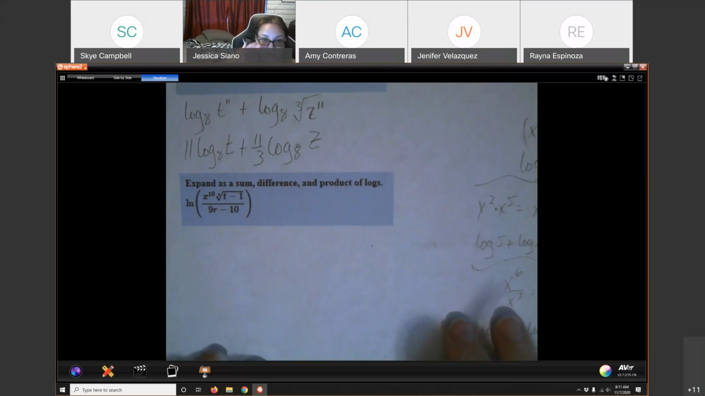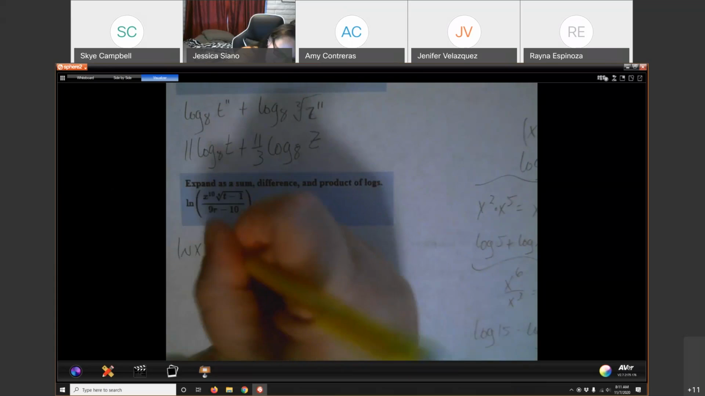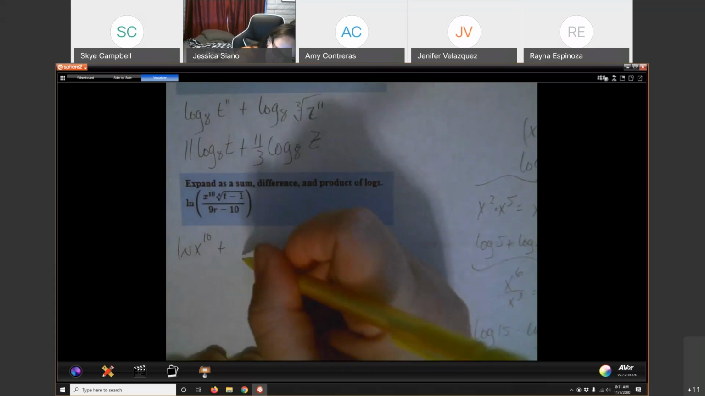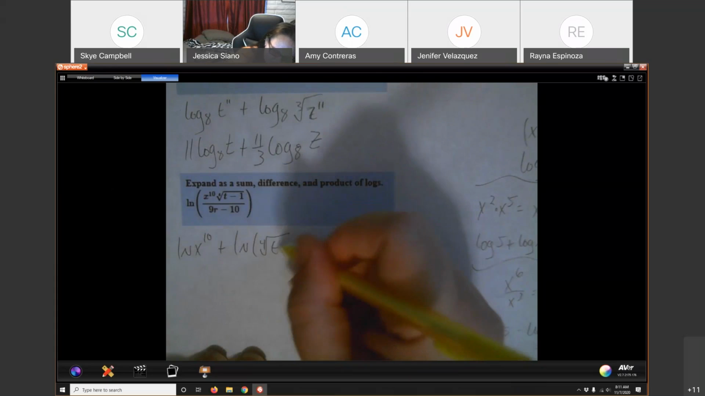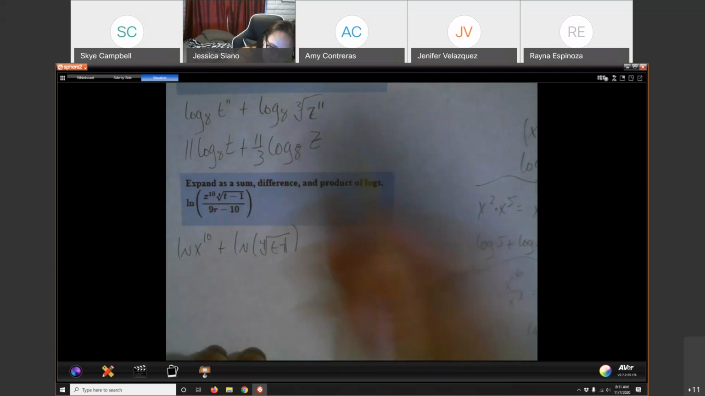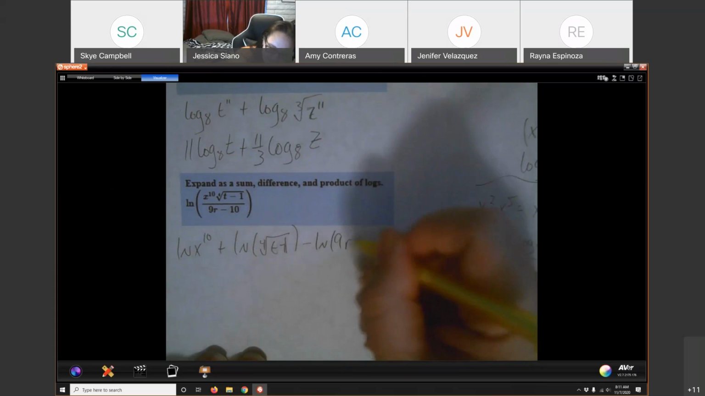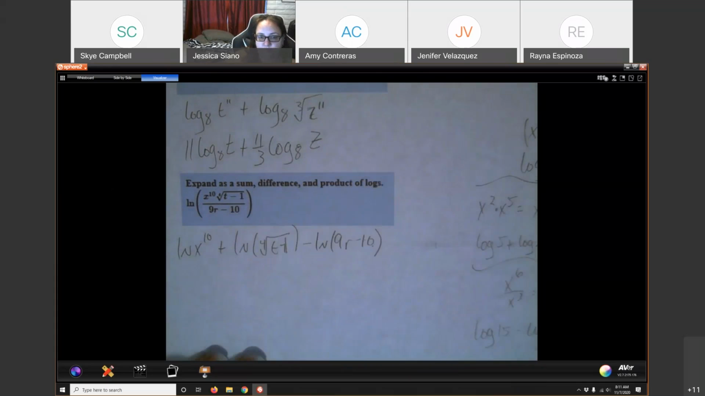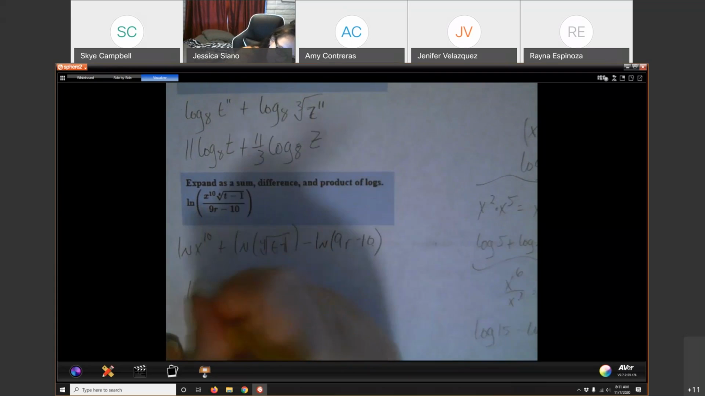Okay. So then let's take a look at the next one. This would be the ln of x to the 10 plus the ln of the fourth root of t minus 1. And then since this is in the denominator, it would be minus the ln of 9r minus 10. And then the last thing we need to do is the same thing we did here. So the 10 would come out.